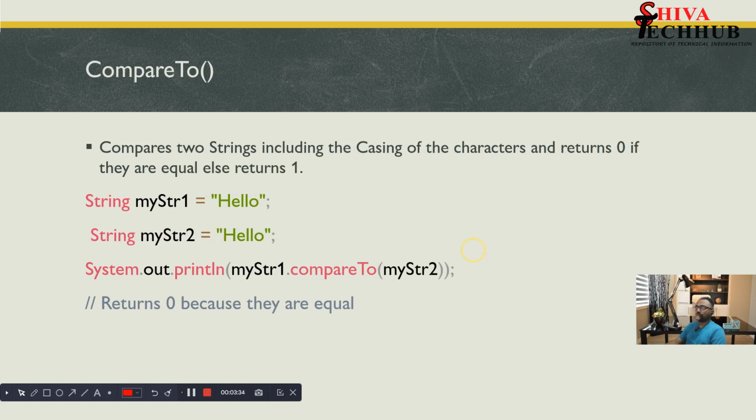Then we will be looking at the compareTo function. What the compareTo function does is it compares two strings and returns 0 if both the strings are equal and returns 1 if they are not equal. It compares the number of characters as well as the characters that are present, right? So in this case, the characters that are present are the same and the number of characters is also the same. So that is why it will return 0, since they are equal.